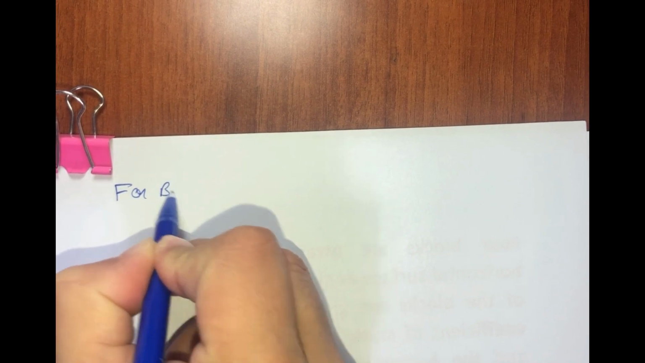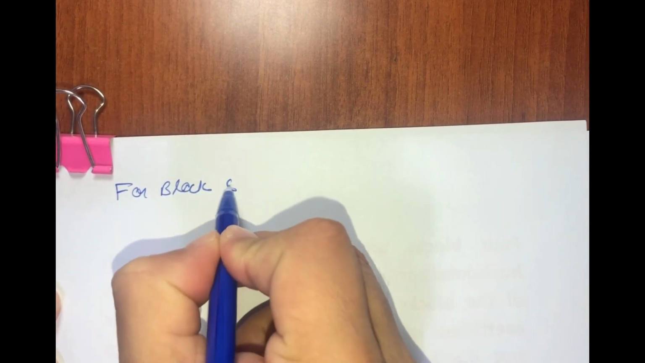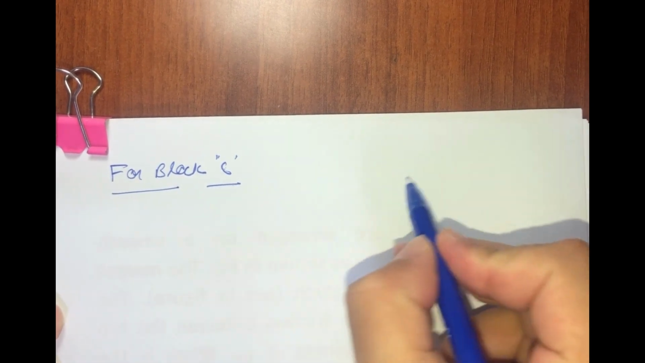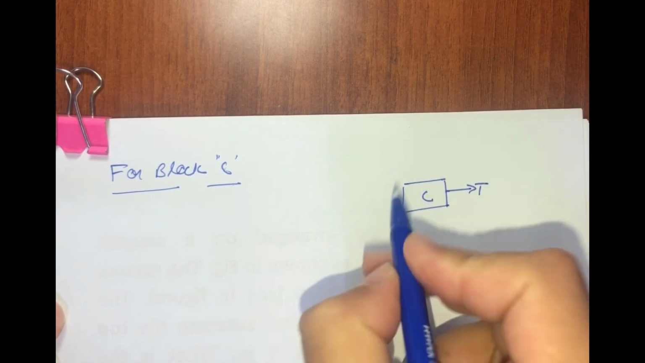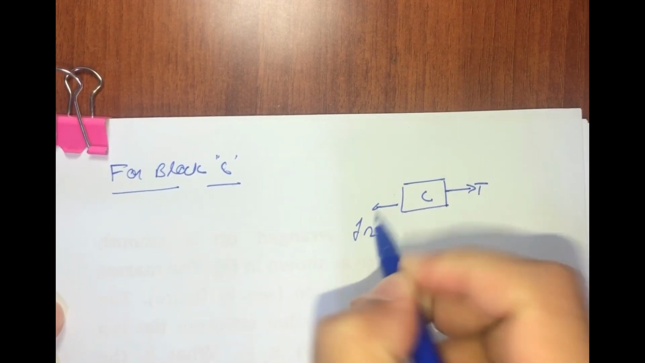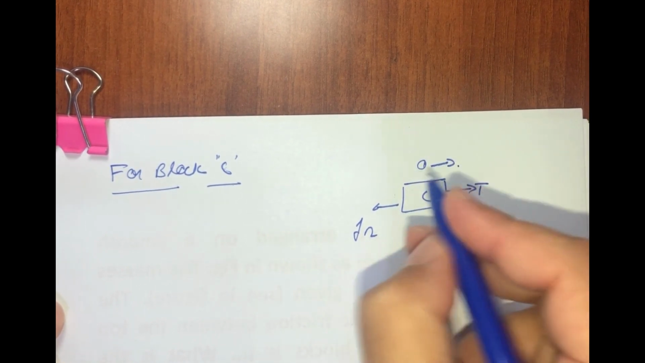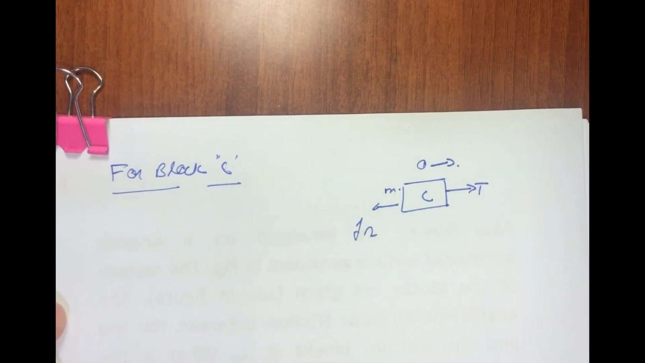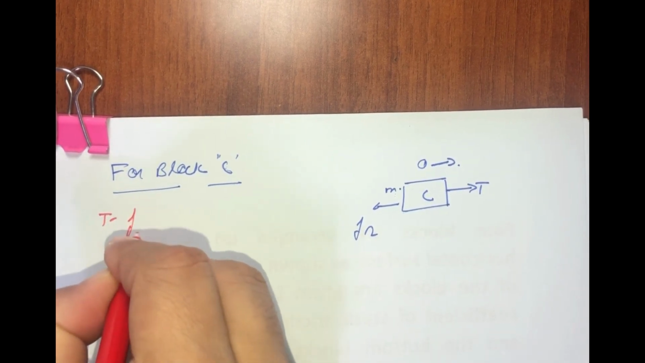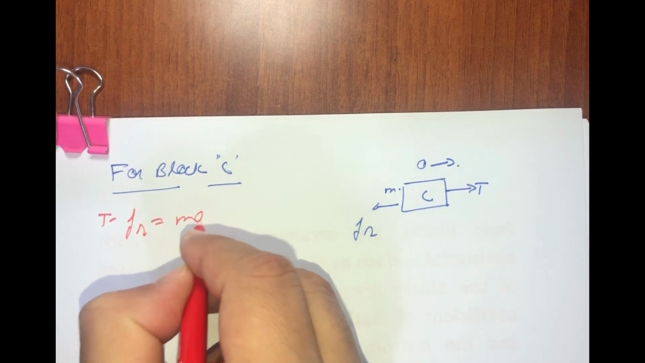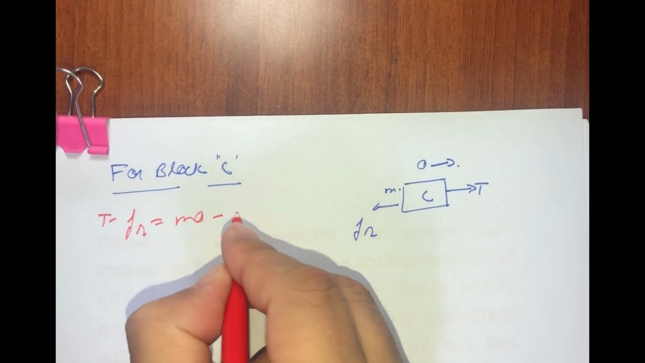Now for block C, let me draw it here. This is block C, this is tension T, and we have friction FR and acceleration A, and its mass is small m. So we can write the equation as T minus FR is equal to ma. Let us call this equation number 3.